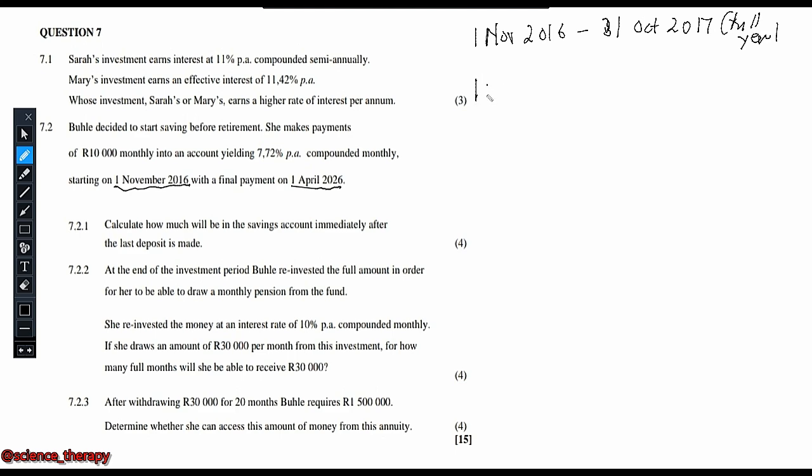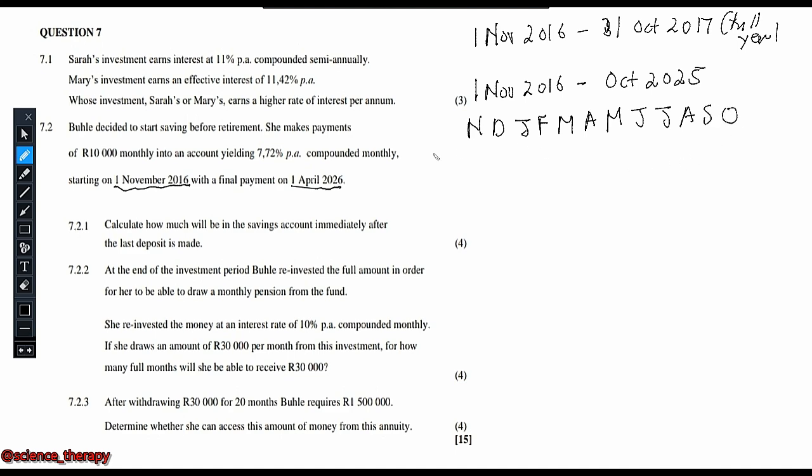So if I say from 1 November 2016 all the way to October 2025, this is what will happen. So November, December, January, February, March, April, May, June, July, August, September, October, right? So that's a full year. And then payments will be made here. So every first of the month, we make a payment on this month, right?